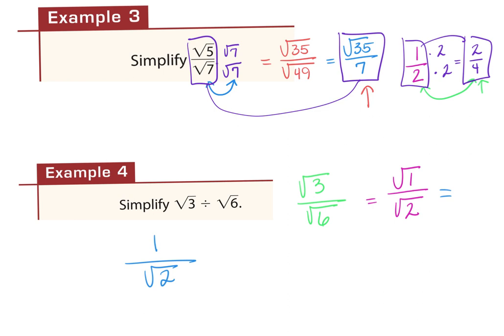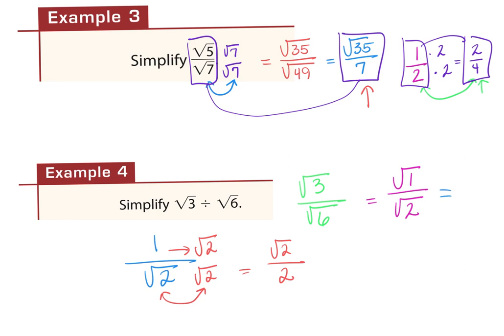I am going to take this, and I'm going to multiply the top and the bottom by the square root of 2. 1 times the square root of 2, well, 1 times any number is just itself. The square root of 2 times the square root of 2 is the square root of 4, and the square root of 4 equals 2. I cannot simplify this. Why not? Why can't I reduce that 2 and that 2?